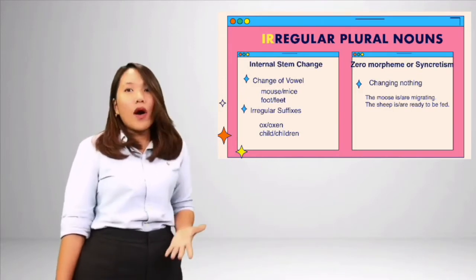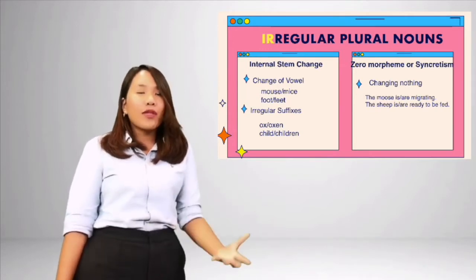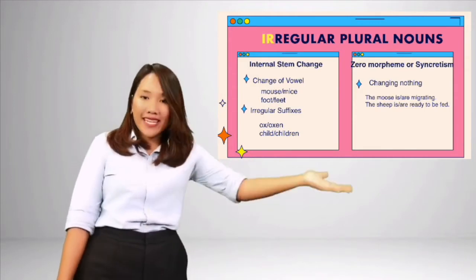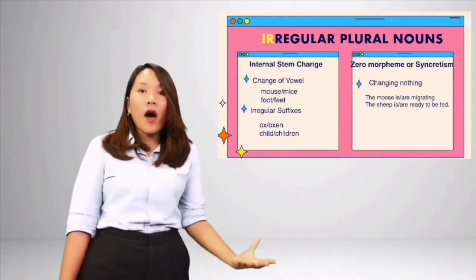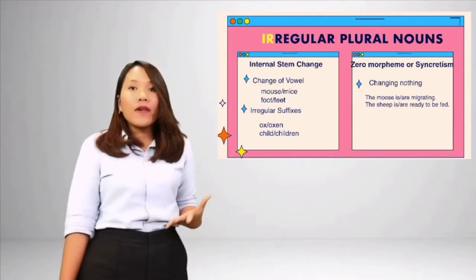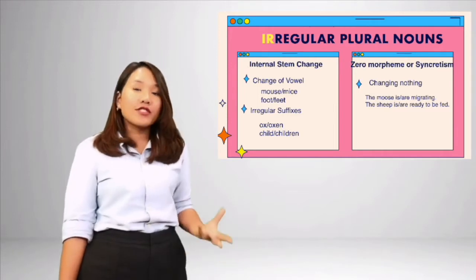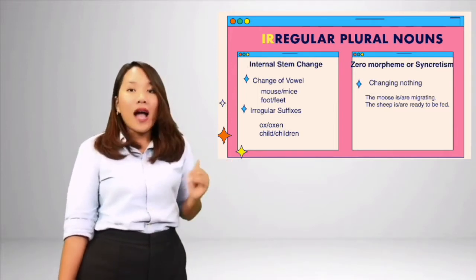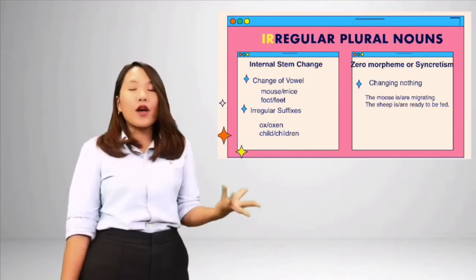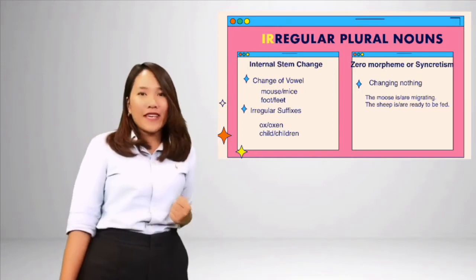For example, the word moose or sheep can be used to refer to both singular and plural, as in the sentence, the moose is migrating, or the moose are migrating, or the sheep is ready to be fed, or the sheep are ready to be fed. We can describe that the plural nouns such as moose and sheep are affected by inflection to carry the grammatical category number, or to be specific, plural, by the syncretism or serial morpheme process.